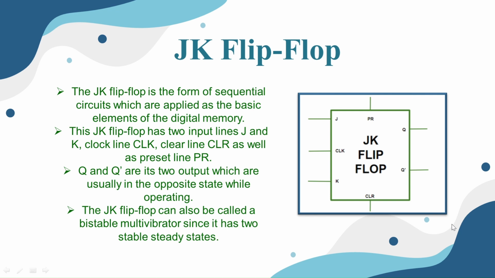The JK flip-flop is a form of sequential circuit applied as a basic element of digital memory. This JK flip-flop has two input lines J and K, a clock line CLK, a clear line CLR as well as a preset line PR. Q and Q bar are its two outputs, which are usually in opposite states while operating. The JK flip-flop can also be called a bistable multivibrator since it has two stable steady states.